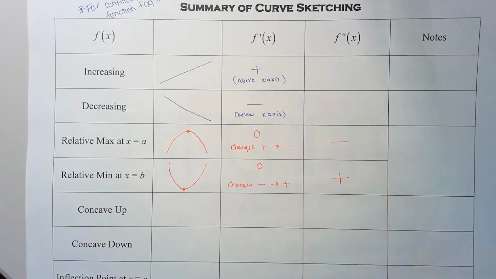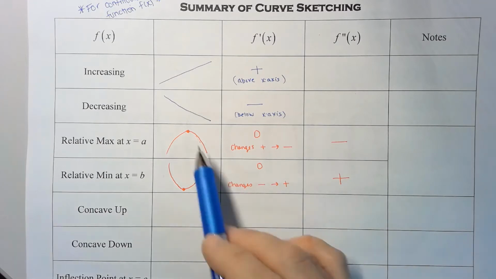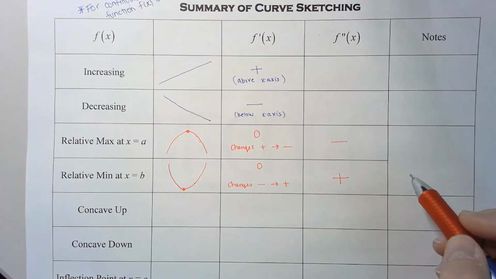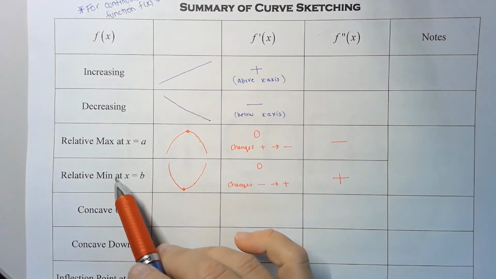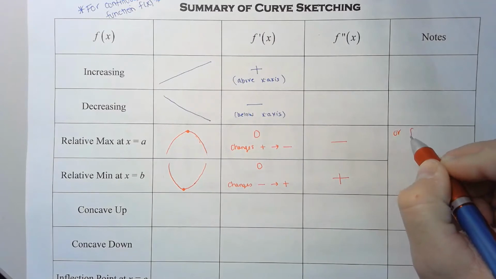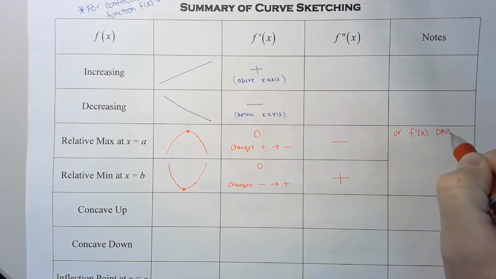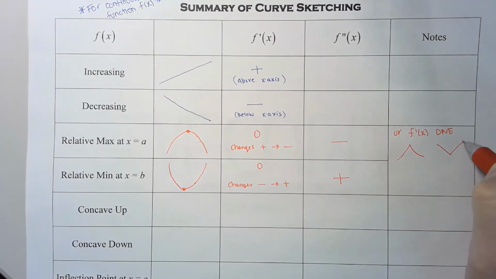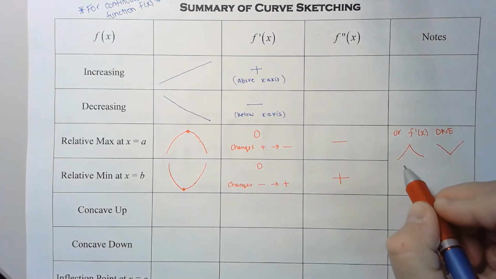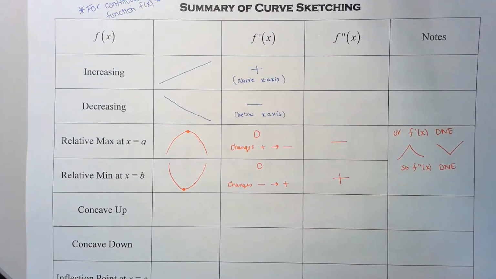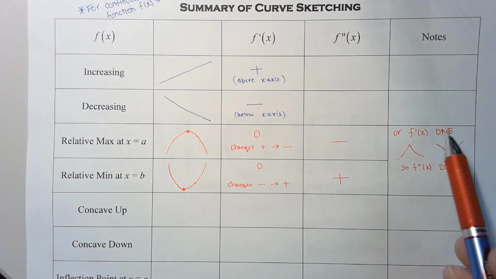Here's the deal. I just left us a big spot for notes. If we have a max or a min, yes, our first derivative equals 0. That would be that smooth max or min. We also know f prime of x may not exist, meaning we have a cusp or a corner, which would mean f double prime of x also does not exist. So this is another case.